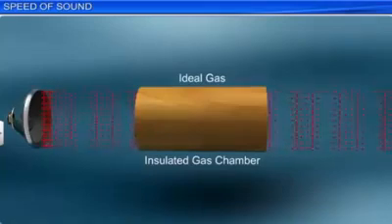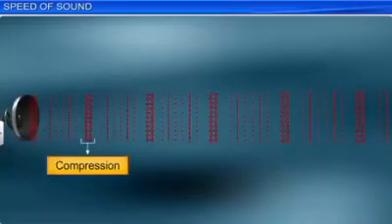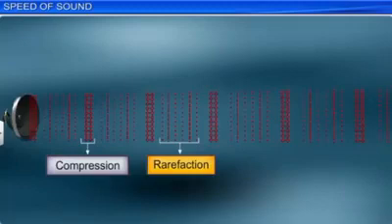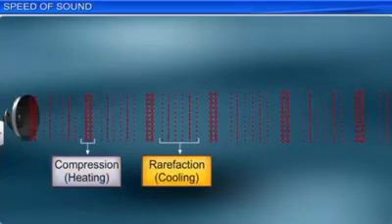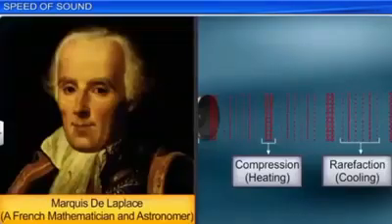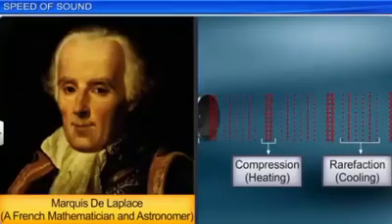Sound propagates in the form of compressions and rarefactions. Compression leads to heating and expansion leads to cooling as the sound propagates through the gas. Laplace pointed out that pressure variations in the propagation of sound waves are so fast that there is little time for the heat flow to maintain a constant temperature. Hence, these variations in pressure are adiabatic and not isothermal.